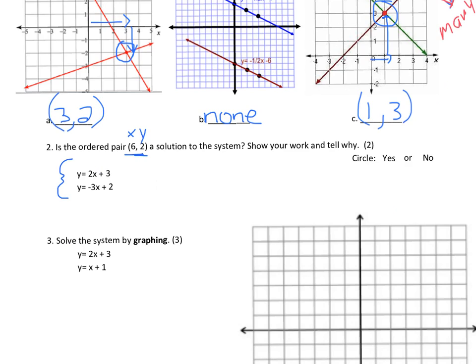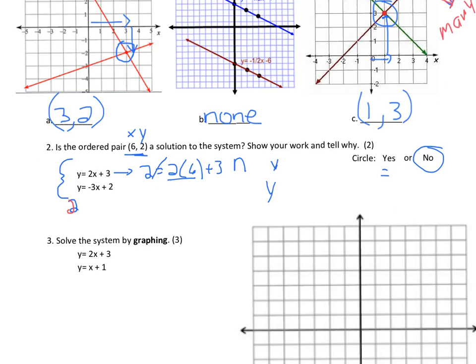So what that would look like is, for this equation, y is 2 equals 2 times x is 6 plus 3. So does 2 equal 2 times 6 plus 3? Well, 2 times 6 is 12 plus 3 is 15, so that does not make a true statement. Since we had one no, it's a no. If both of these turned out to be yes, it would have been a yes. But the whole point is that you're taking the y and plugging it in for y.